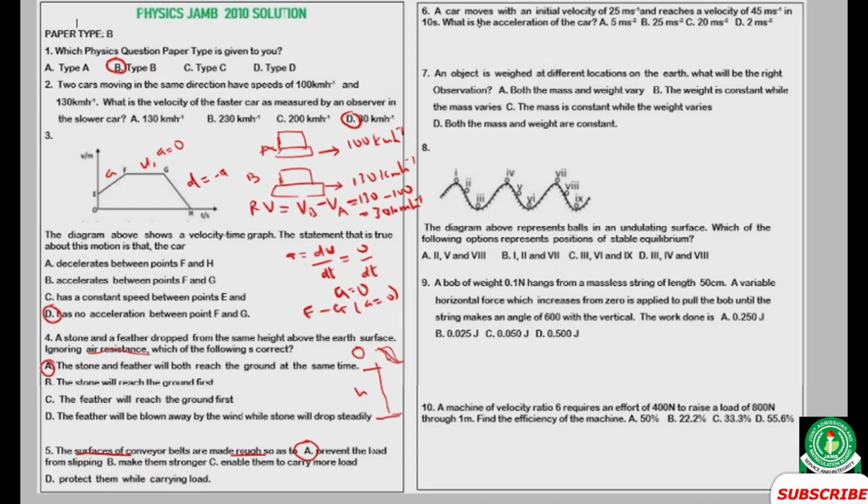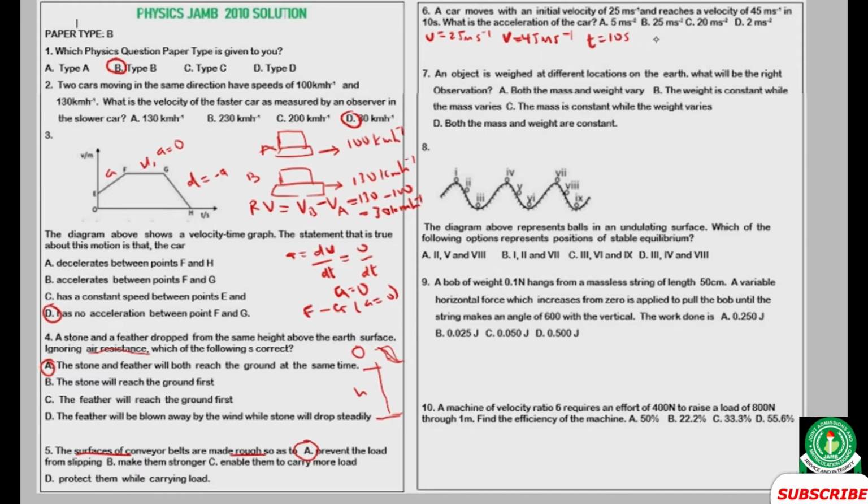Now, a car moves with an initial velocity, so we are given the initial velocity u, which is equal to 25 meters per second. It reaches a final velocity v equal to 45 meters per second. We are told that this velocity was attained in 10 seconds. Now, what is the acceleration?